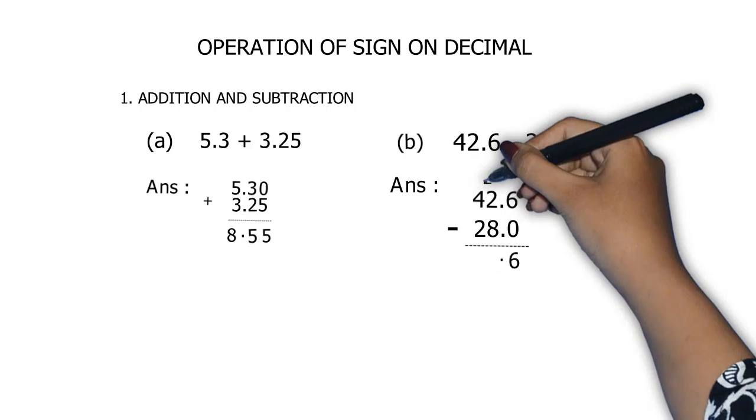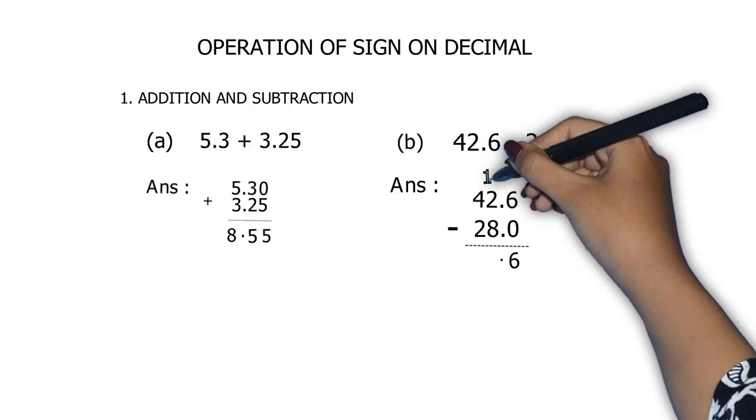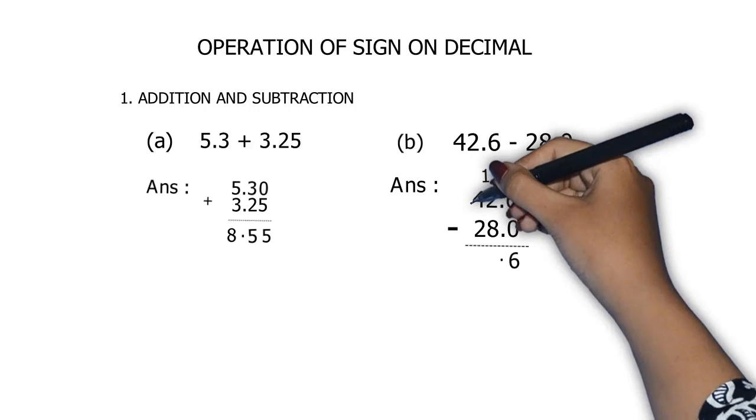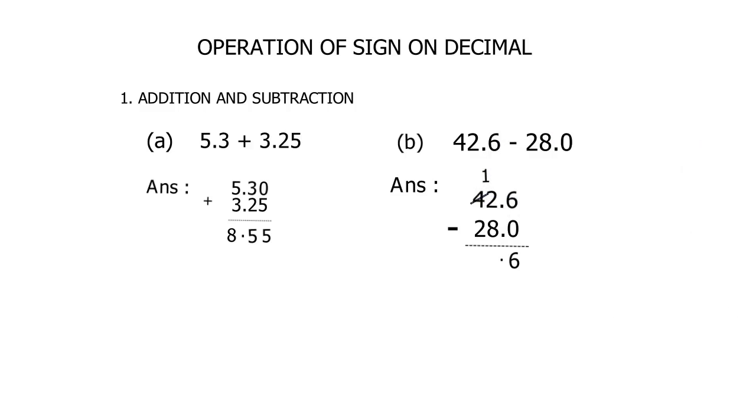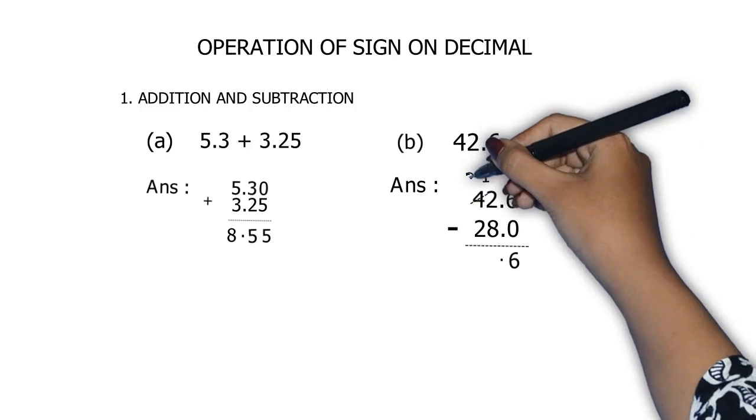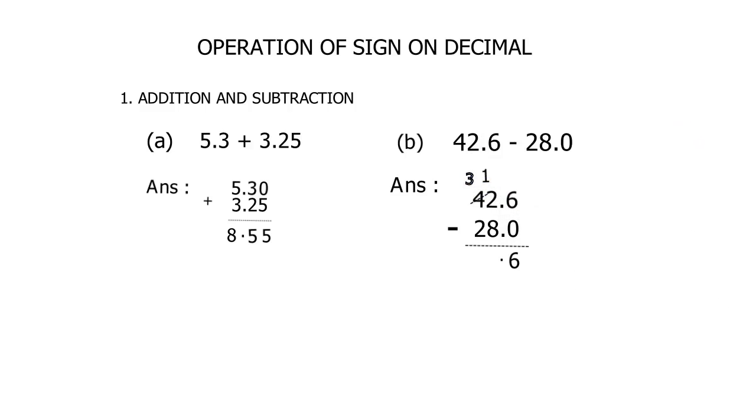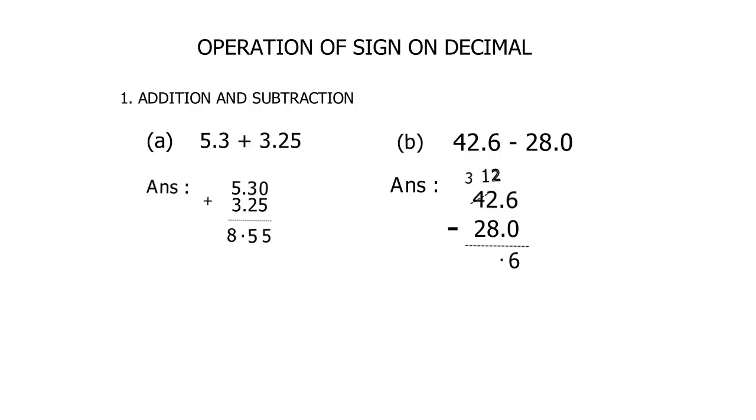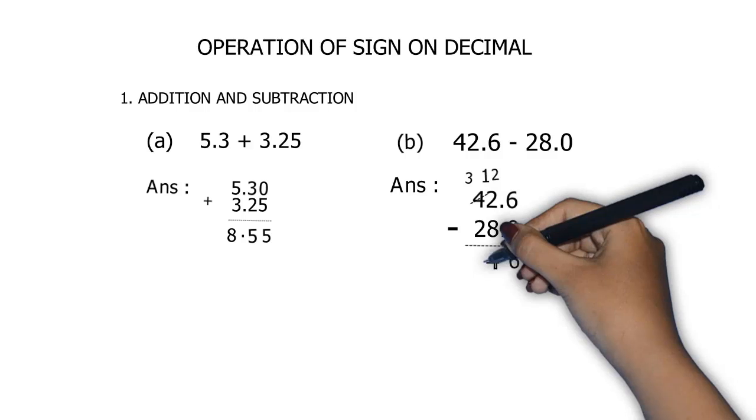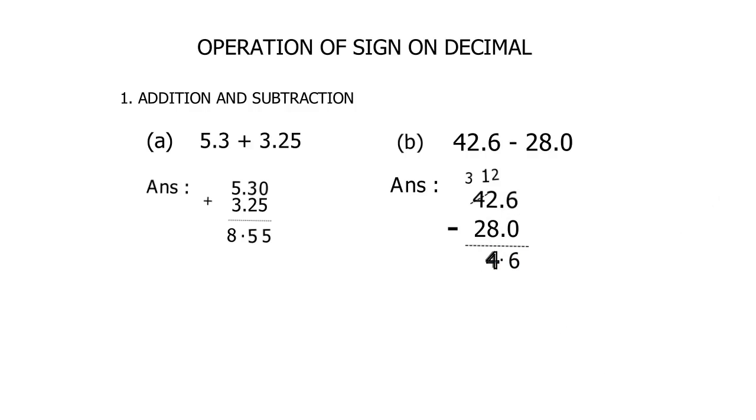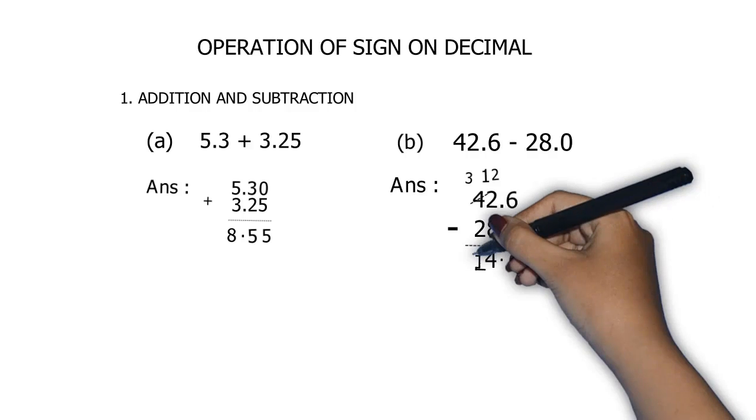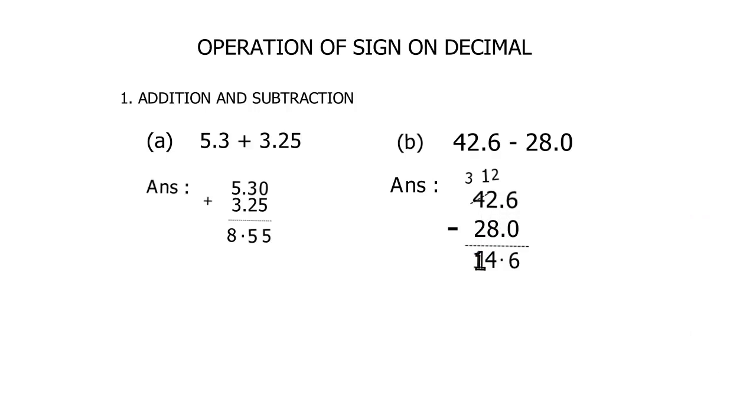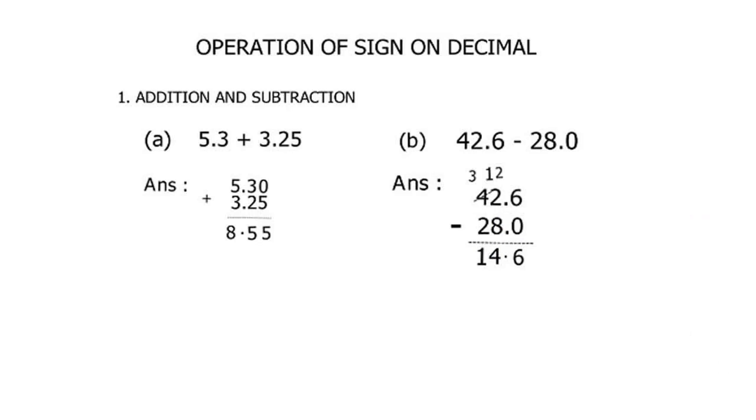Now from 2 we cannot subtract 8, so we have to take a carry from 4. Since 4 has given 1, it will remain 3. Now we have 12. So from 12 we are going to subtract 8. 12 minus 8 will give 4. And 3 minus 2 will give 1. So we get the answer 14.6.